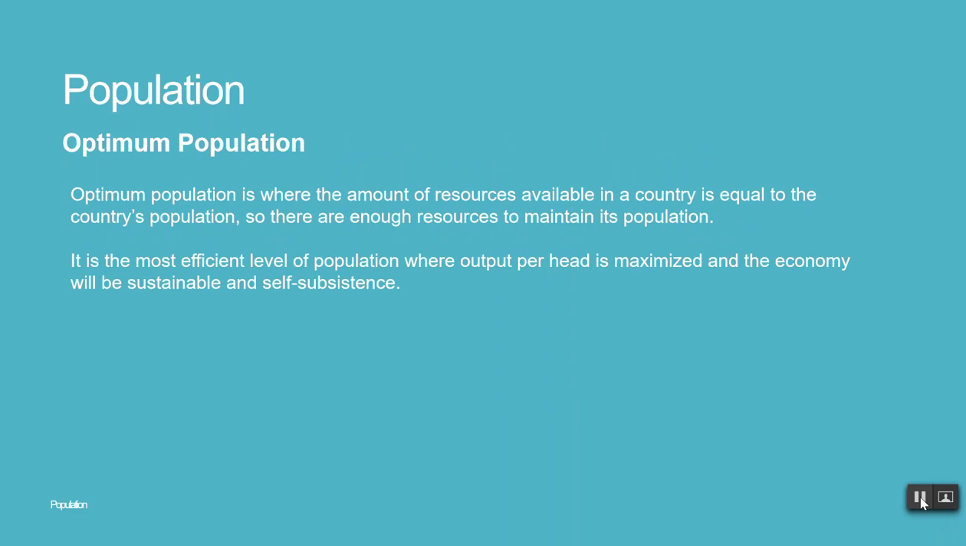Optimum population is where the amount of resources available in a country is equal to the country's population, so there are enough resources to maintain its population. It is the most efficient level of population where output per head is maximized and the economy will be sustainable and self-subsistent.